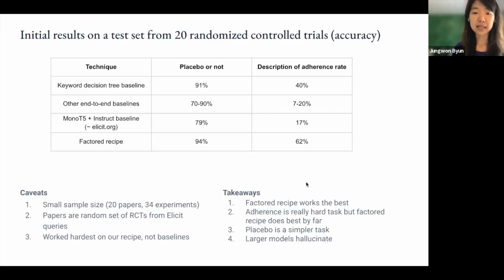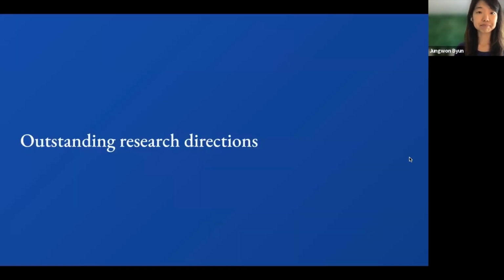So at a high level, some of the takeaways: we got the factored recipe to work the best in both of these cases. Adherence, like I said, is a really hard task, but it significantly demonstrates the benefit of factorization. Placebo is a much simpler task, but still benefits, and again, we were able to do it without any fine tuning. The adherence recipe did use some fine tuning. And one of the biggest reasons the end-to-end baselines don't work is just because the models are hallucinating a lot.